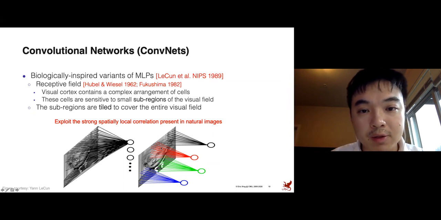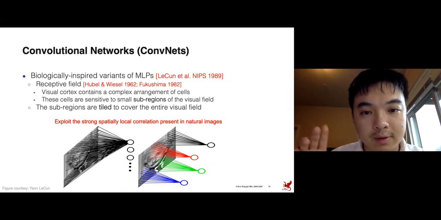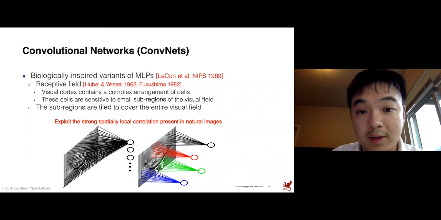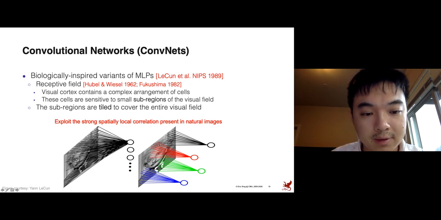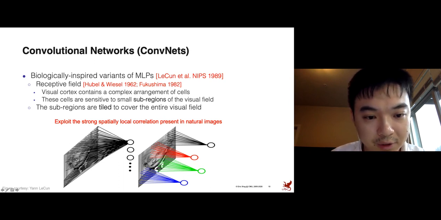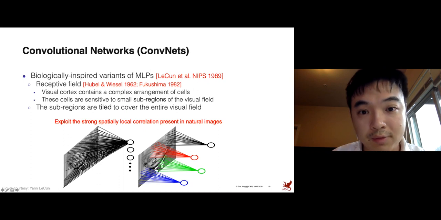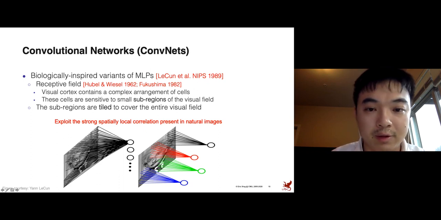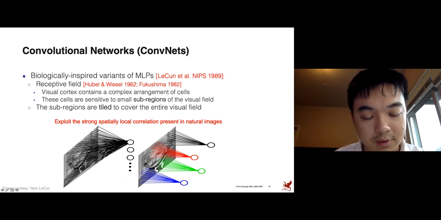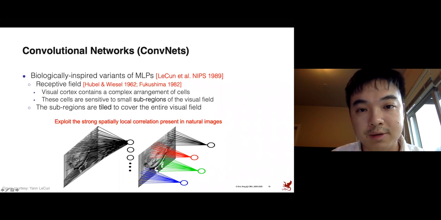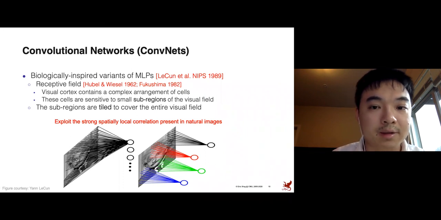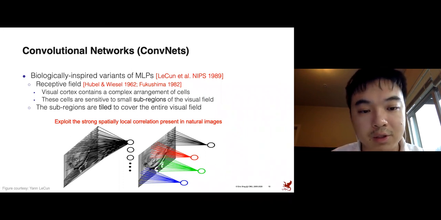In our natural images, a core property is so-called translation invariance. This particular person, right? We move this person a little bit to the right, and this image is still about this person. So this is so-called translation invariance. A convolutional network is designed to bake this translation invariance into the model architecture.